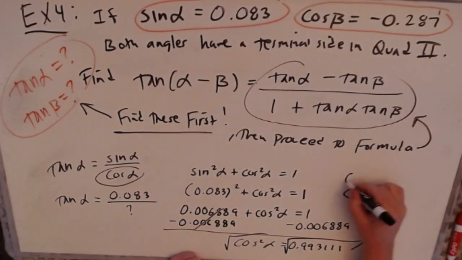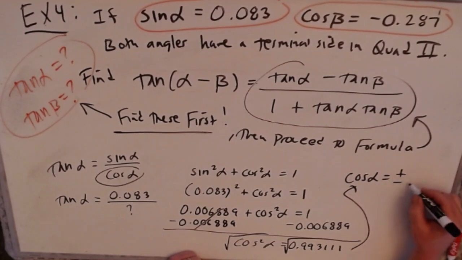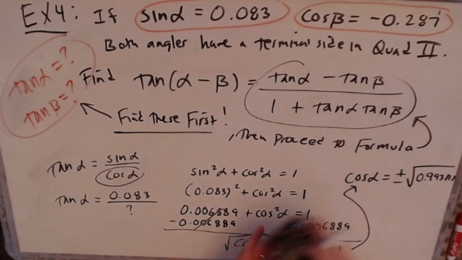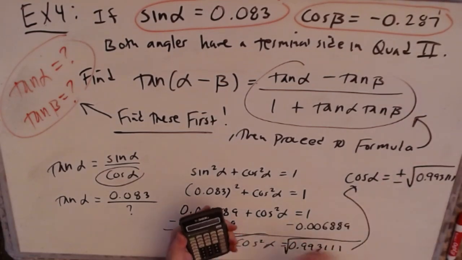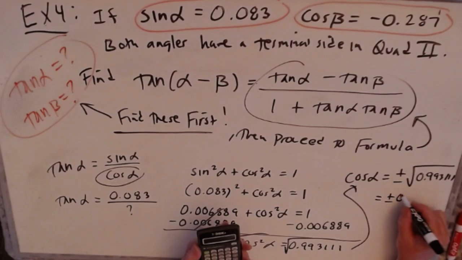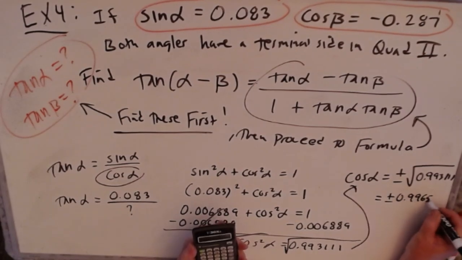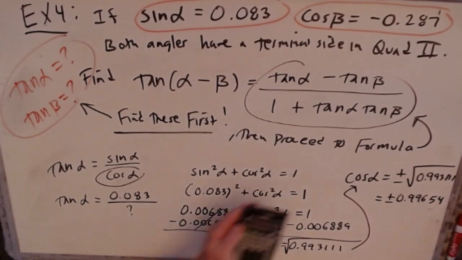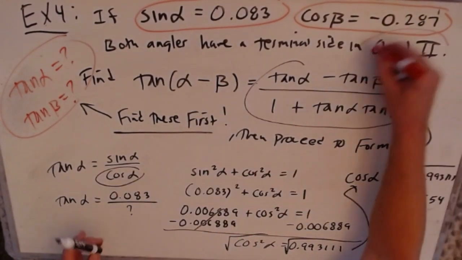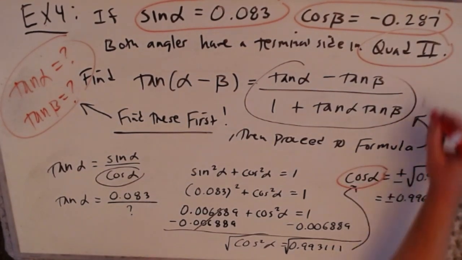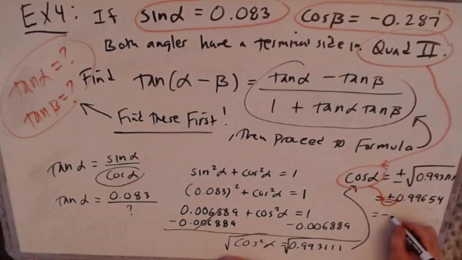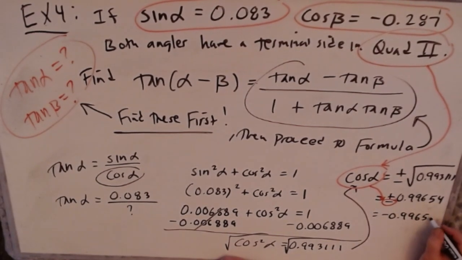Now you have cosine of alpha is plus or minus the square root of 0.993111. Square root that: 0.99654. That's probably enough. And this time, because we're in quadrant 2, this is a cosine, so this time we're keeping the negative. And I'm going to round to 4 decimal places.